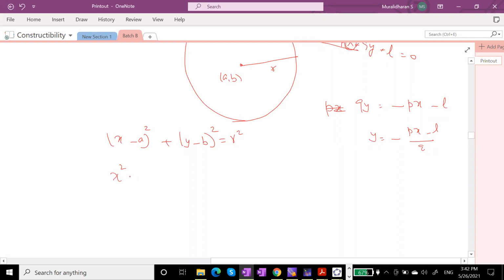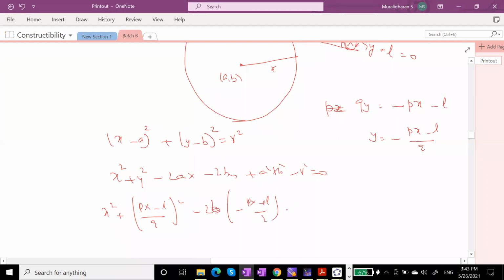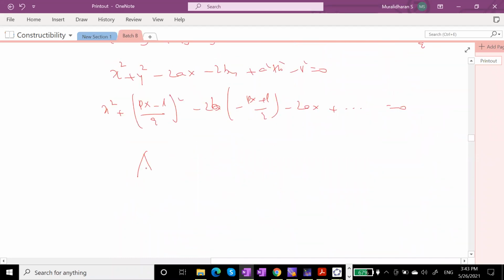So I have x square plus y square minus 2ax minus 2by plus a square plus b square minus r square is equal to 0. We substitute it here, what will I get? x square plus (minus px minus L by Q) whole square minus 2a x minus 2b into (minus px minus L by Q) and so on, equal to 0. If I expand this, what will I get? I will get something like a times x square plus b times x plus c equal to 0.